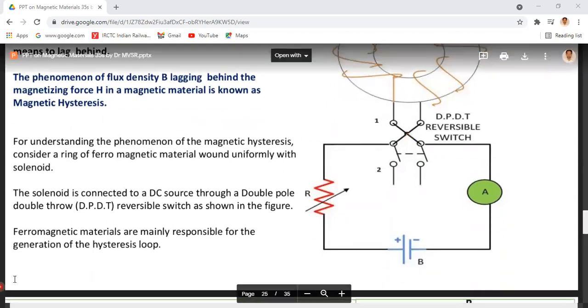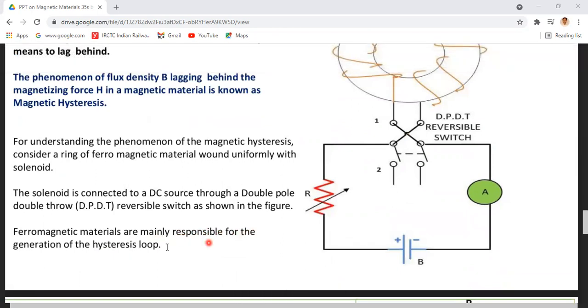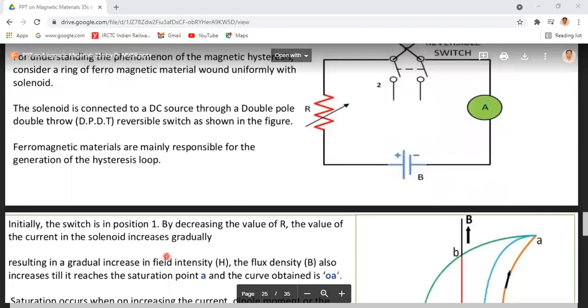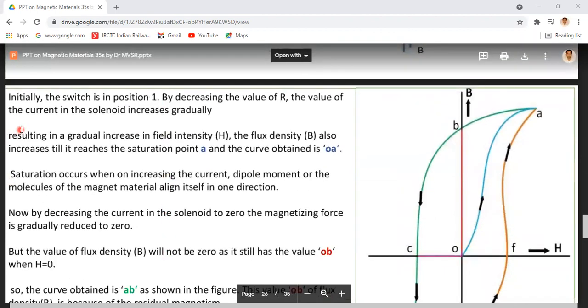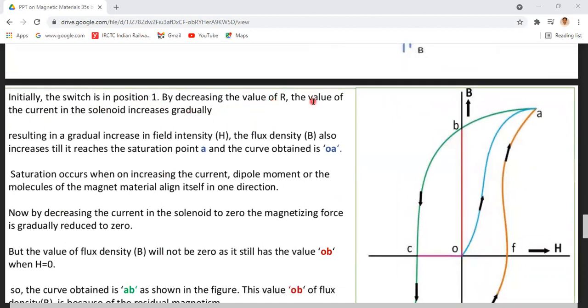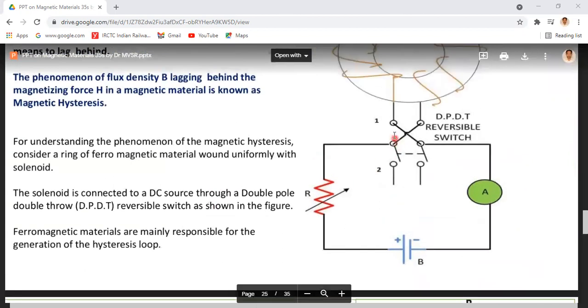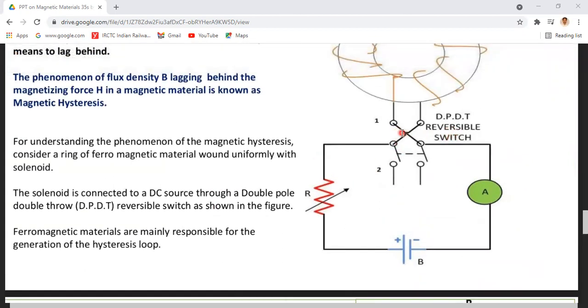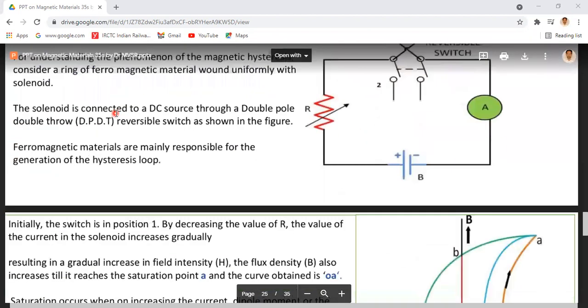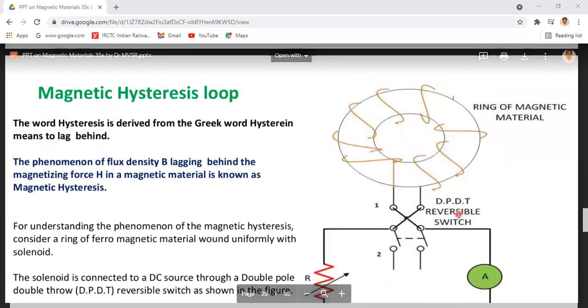Ferromagnetic materials are mainly responsible for the generation of the hysteresis loop, or BH curve. First of all, initially, the switch is in position one. By decreasing the value of resistance, the value of the current in the solenoid increases gradually. This is a reversible switch, connected to the first terminal and second terminal. By reversing the current, we change the direction of the magnetizing force H also. For this purpose, we use this DPDT reversible switch.